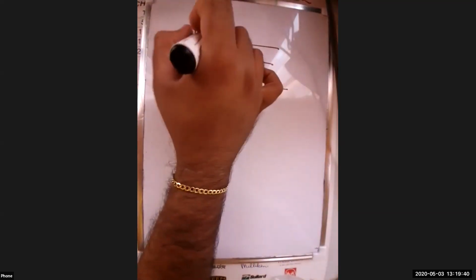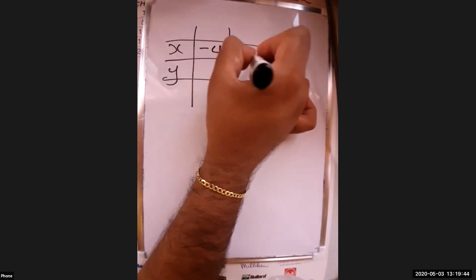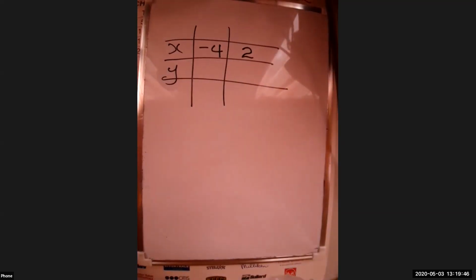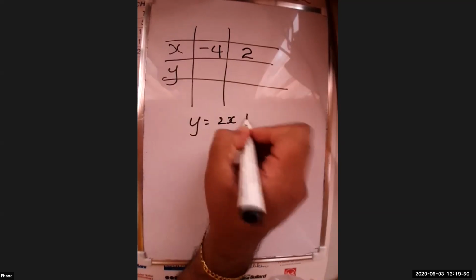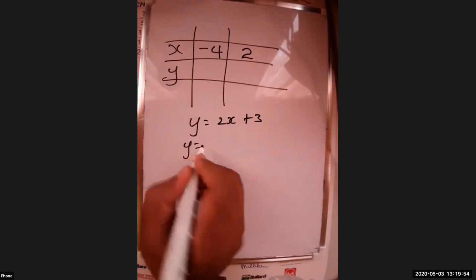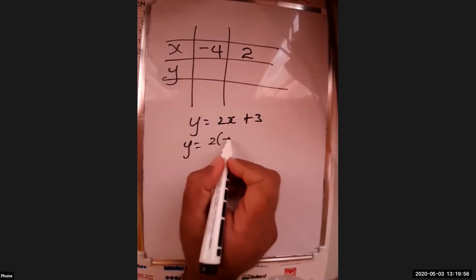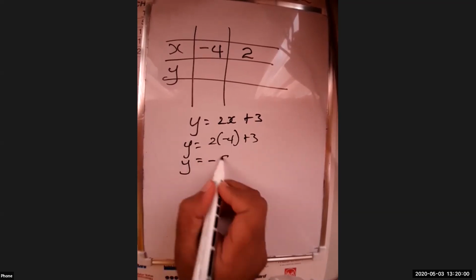Let's say we choose -4, and let's say we choose 2. And the equation was y is equal to 2x plus 3. So we'll substitute this to get our y value. So y is equal to 2 into -4 plus 3. 2 by -4 is -8 plus 3.